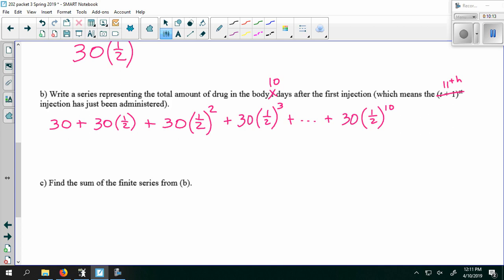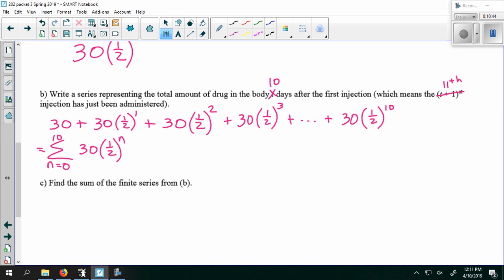So if I put this in summation notation, I'm going to sum. Every term looks like 30 times 1/2 to an exponent to the n. And I want my first exponent to be a 0, because the second one is a 1. So I need to start at n equals 0 and go to 10. That would give me 11 terms that I wrote out above.